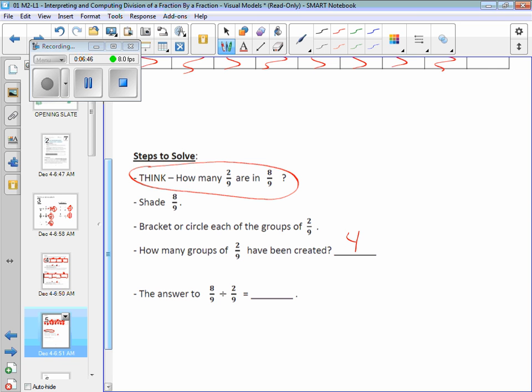Therefore, 8/9 divided by 2/9 is what? 4/9. Common mistake. It's not 4/9. No, 4. Like 4. Guys, ready? 4. How many groups of 2/9 are in 8/9? How many? 4. That's our answer. It's that simple. Don't try to make it a fraction if it doesn't require a fraction. The number of groups that you come up with is your answer to that division problem. Try the next one on your own.